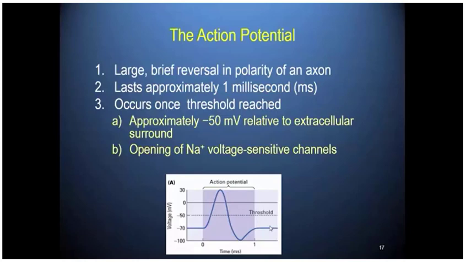Once negative 50 happens, then all the sodium channels open because that's what they're sensitive to, and it creates that high, quick rise up to positive 30, and then the potassium channels that are voltage sensitive or voltage gated will then open and allow potassium to go rushing out.